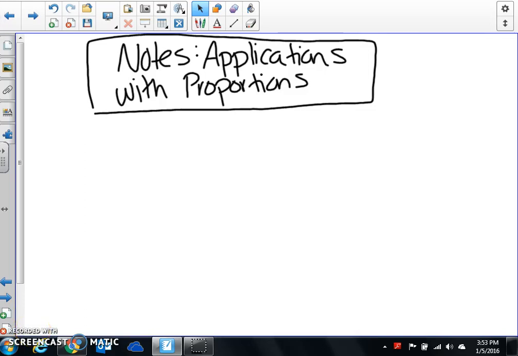Okay, friendly little reminder with proportions. When we solve proportions, we cross multiply.